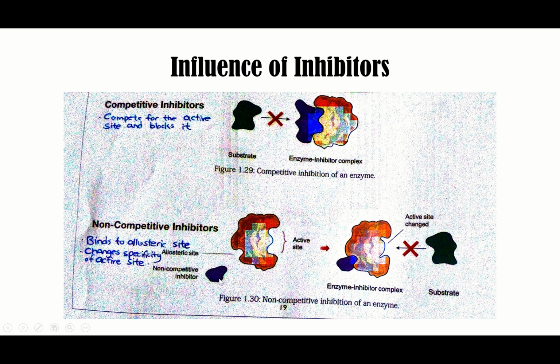But this little thing, this non-competitive inhibitor here, will actually change the shape of the active site, so it will lose its specificity. Now, since specificity is so important for enzymes to bind to substrate, when it changes, the substrate loses basically access to binding to the enzyme. So there are two types, competitive and non-competitive. And inhibitors basically can disable the function of an enzyme.